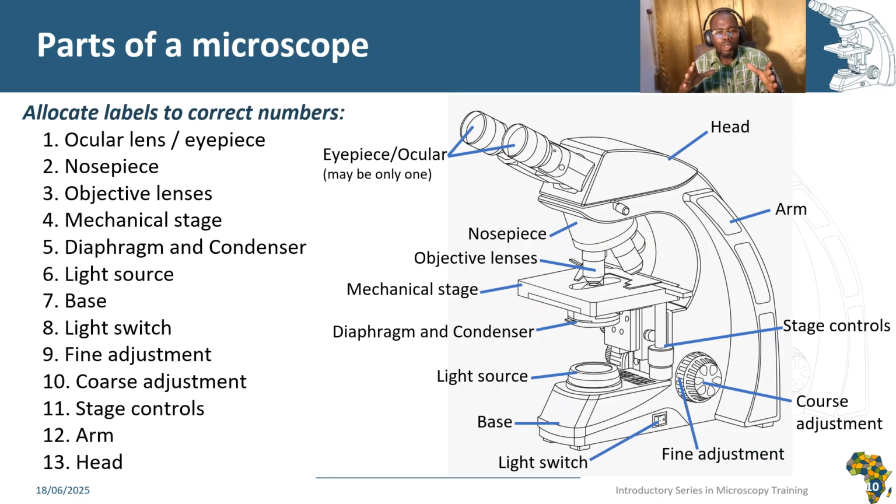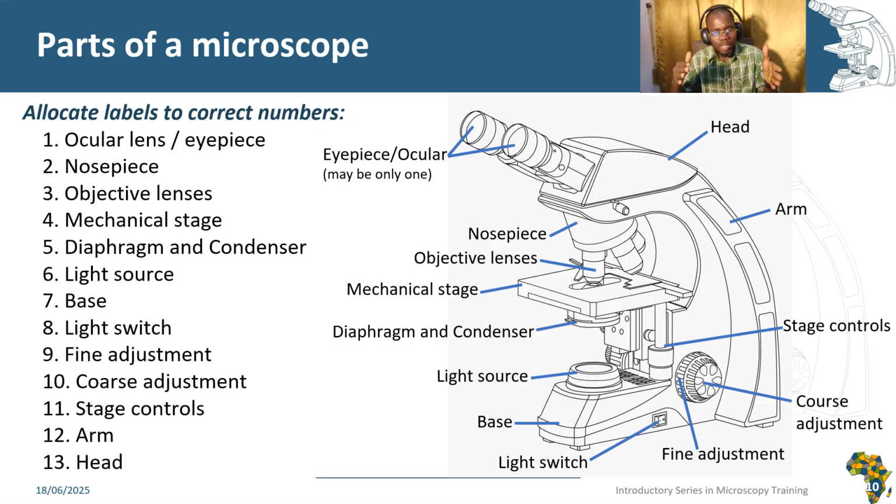Understanding the parts of a microscope can be made easier by categorizing them into four distinct groups. One, those parts that provide support and stability. Two, the optical components. Three, the illumination system. And four, the focusing system.